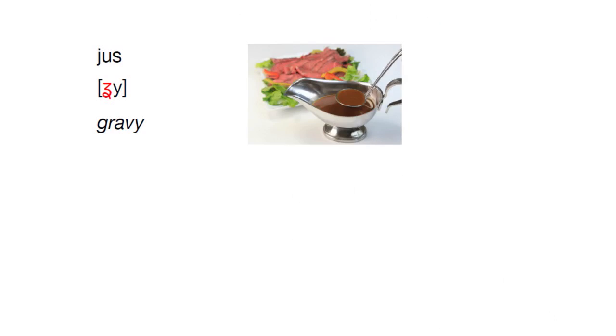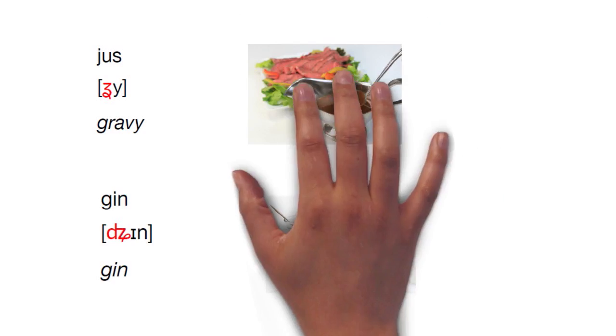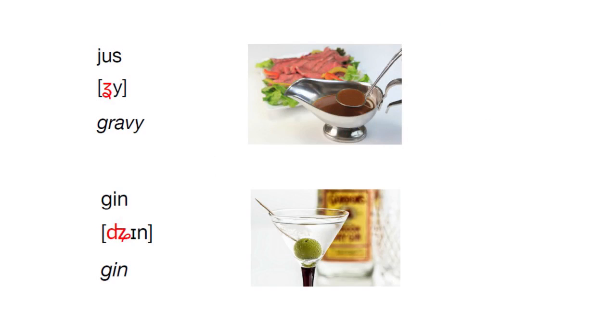chip. And if you voice that same high-pitched sound, you can get zh as in jus or dj as in gin. These two voiced sounds are generally used for loan words in Dutch.